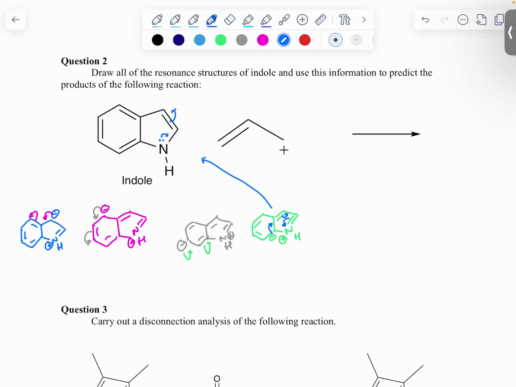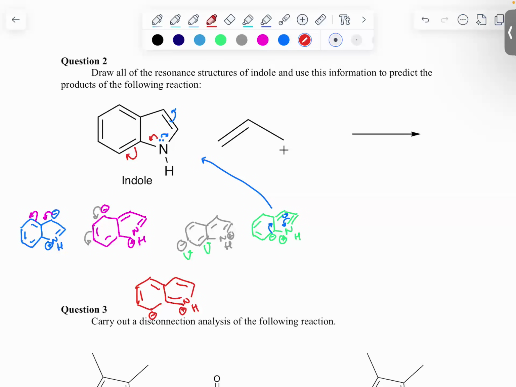Now, from this starting point, we could have also taken those electrons the other way and gotten a whole new set of resonance structures. I won't draw them all out, just for the sake of time.